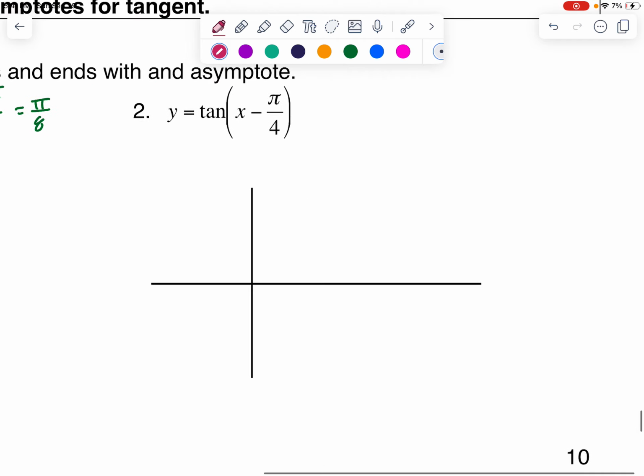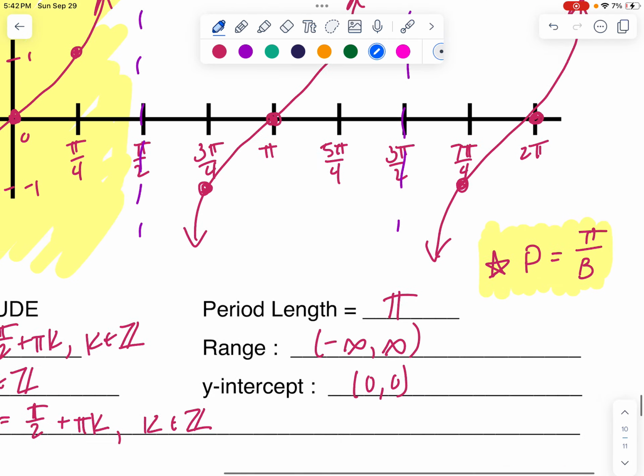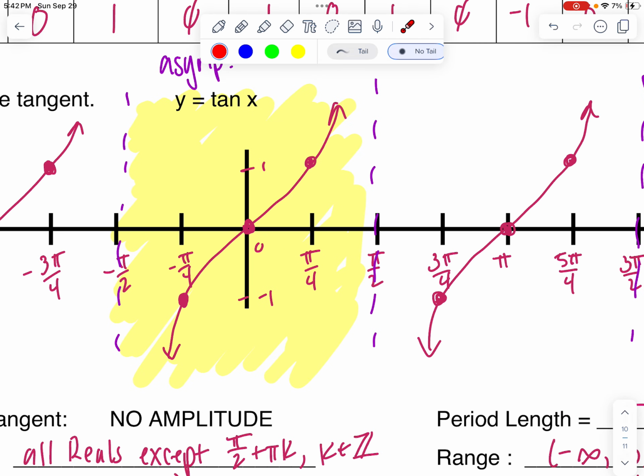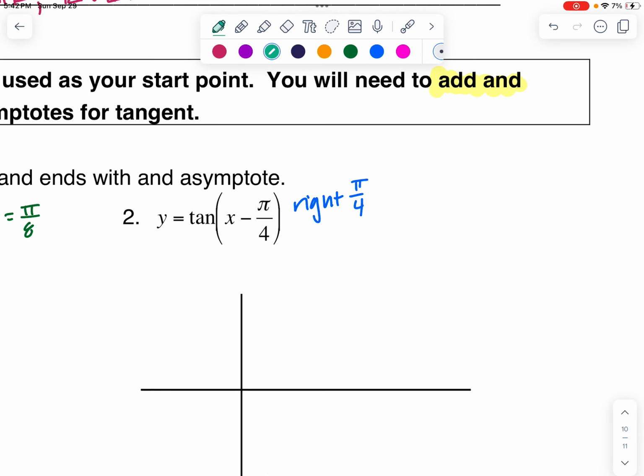Okay, number 2. It looks like we have a translation where we're going to go right pi over 4. So if I'm looking at my parent function, we're going to start with the points of negative pi over 2, negative pi over 4, 0, pi over 4, pi over 2. And I'm going to go ahead and add pi over 4 to all of these units.